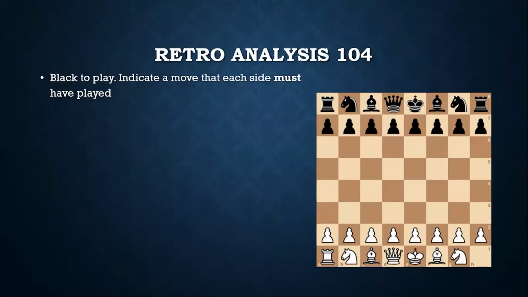But look at this position. Black to play, indicate one move which both sides must have played.